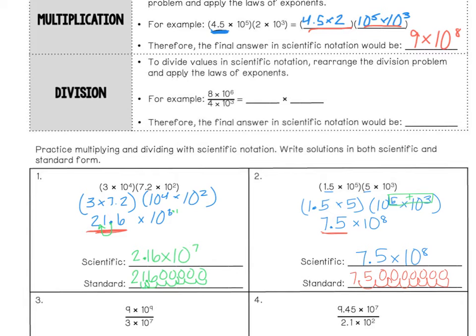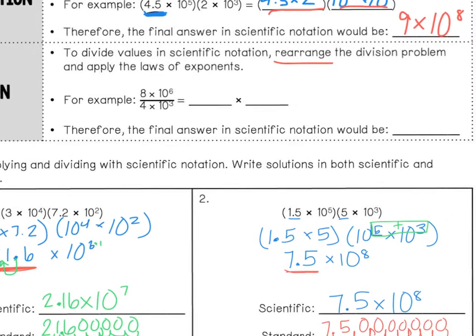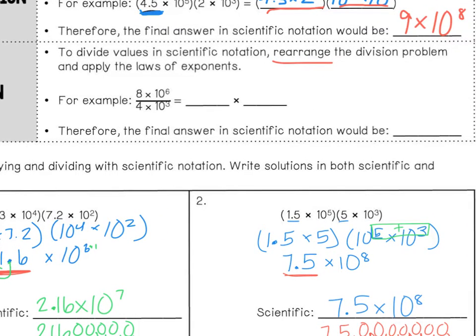To divide values in scientific notation, rearrange the division problem and apply the laws of exponents. So we are going to, for example, divide 8 times 10 to the 6th power divided by 4 times 10 to the 3rd power. So we're going to break this up into basically two division problems. 8 divided by 4, and then 10 to the 6th power divided by 10 to the 3rd power.